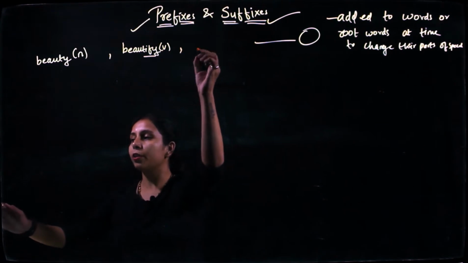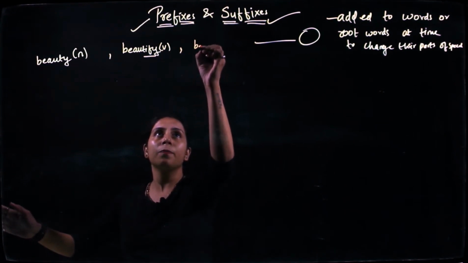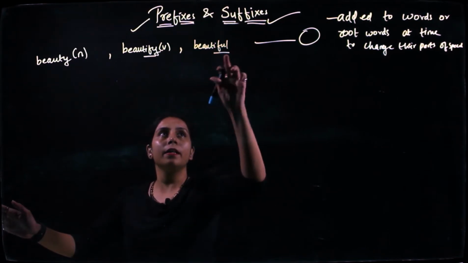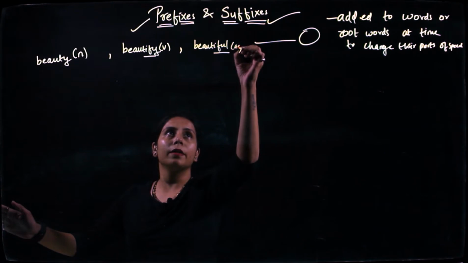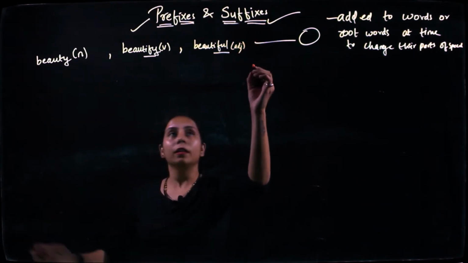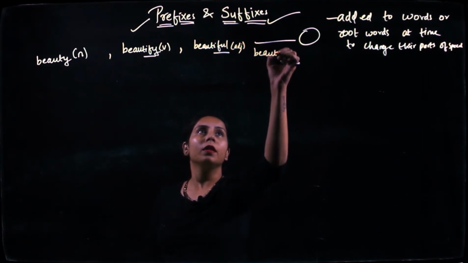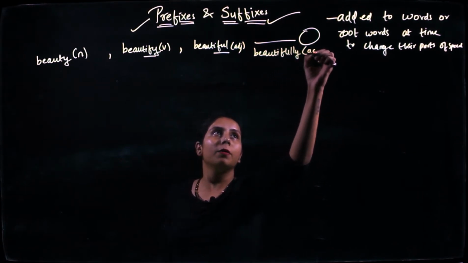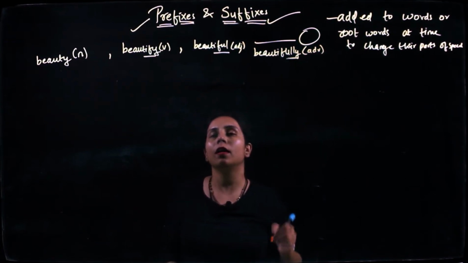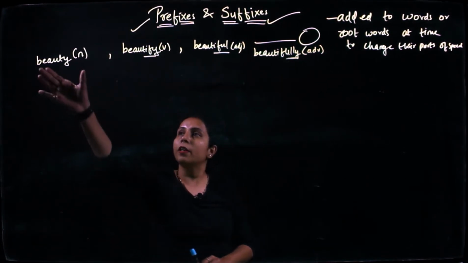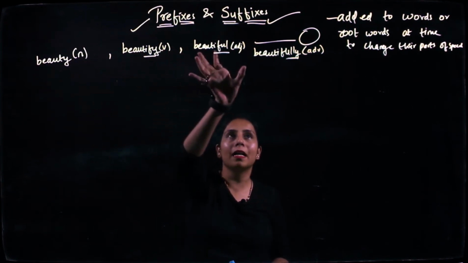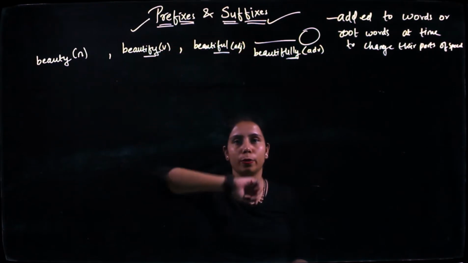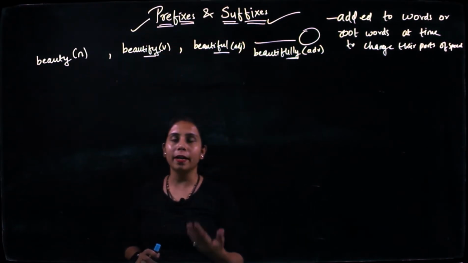Then if I want to turn it into an adjective, I would say beautiful. So what has happened? This has become an adjective. I have added a suffix to it. Then it becomes beautifully. If I want to use beautifully as an adverb, I can by just adding a particular suffix to it. A noun can be changed into a verb, adjective, or adverb just by adding some suffixes to it. So this is what we understand by suffixes.